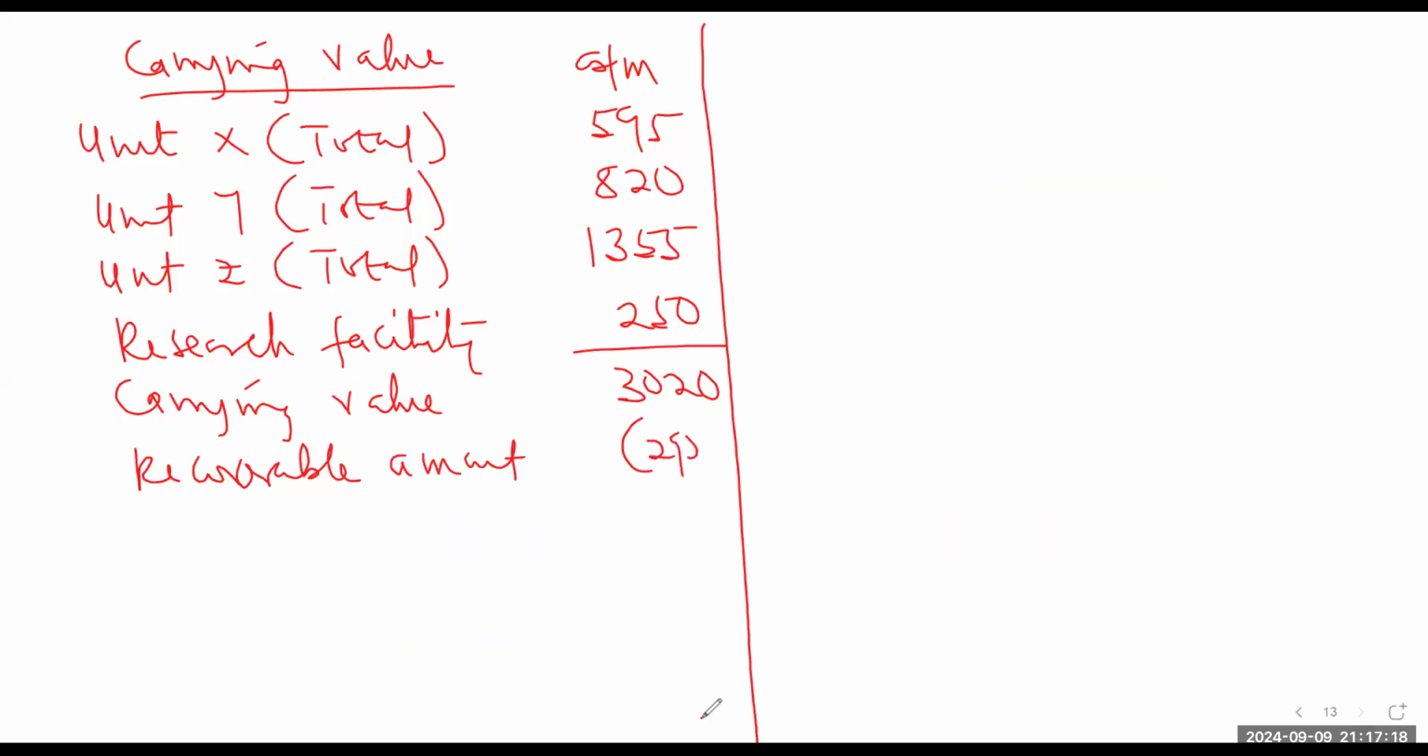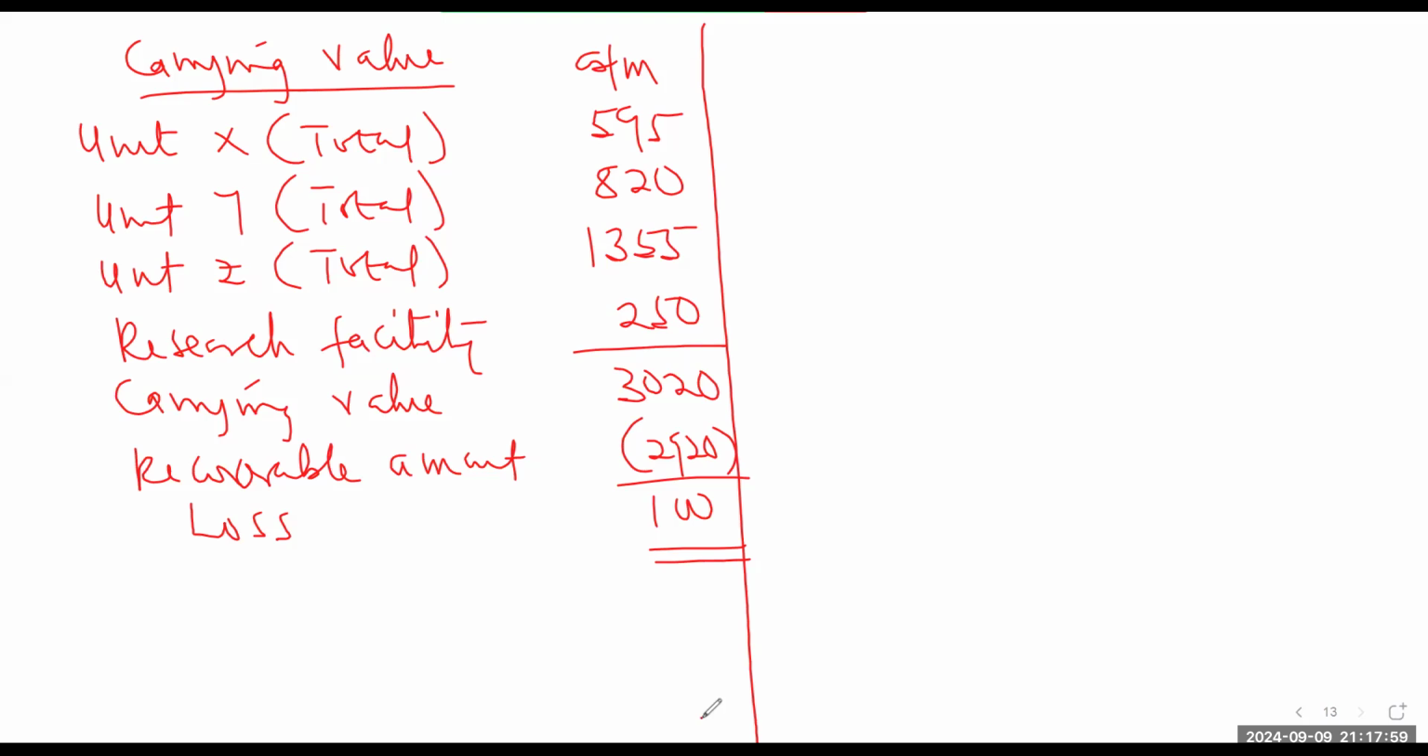Okay, what are we having? There's a difference of 100, isn't it? Okay, this 100 is the loss, but this loss, you can have so many assumptions about it. So I'll give you the loss. You can say the loss is actually for the research facility, because we have already carried out impairment tests on these ones already. Or you can say that the asset of unit X, the asset of unit Y, the asset of unit Z, and the head office have also impaired again.